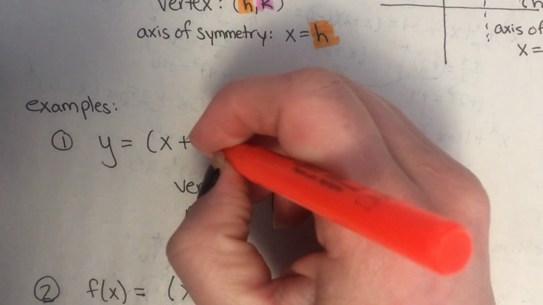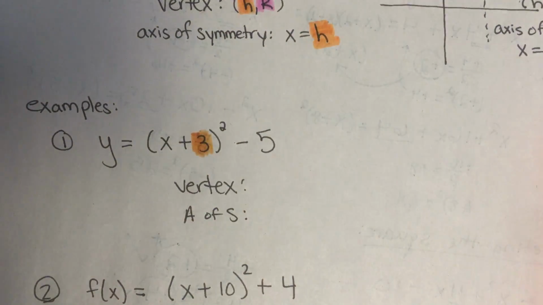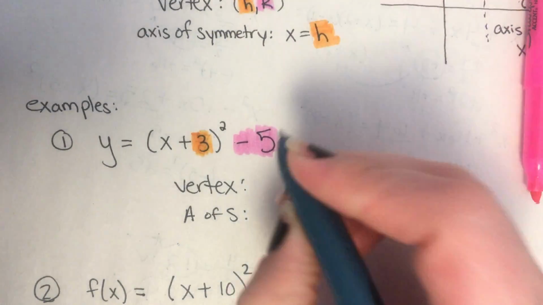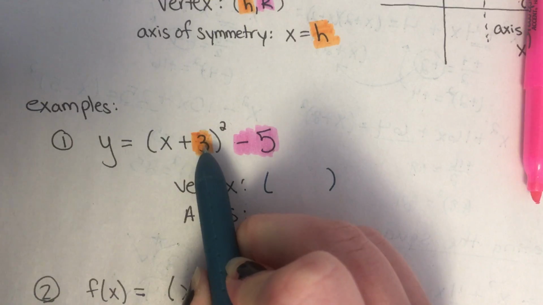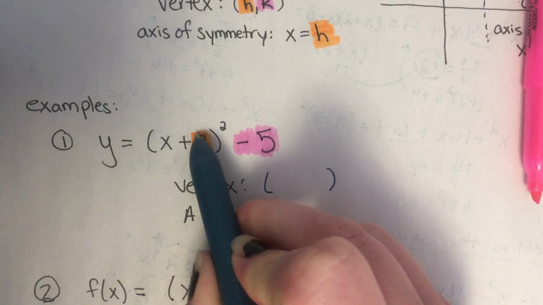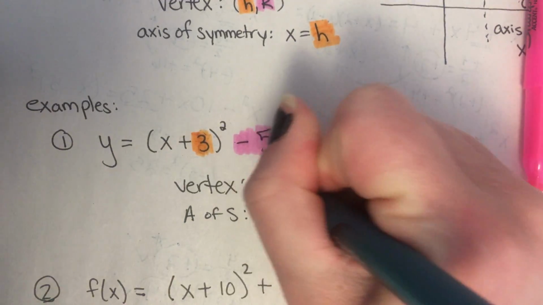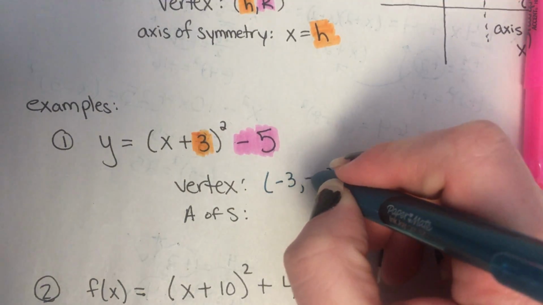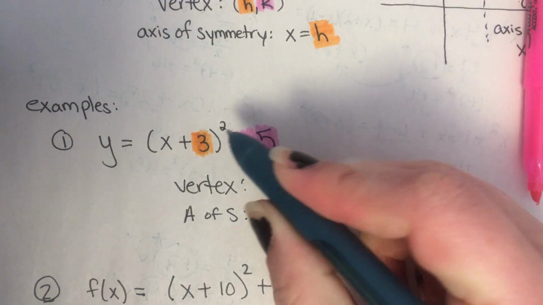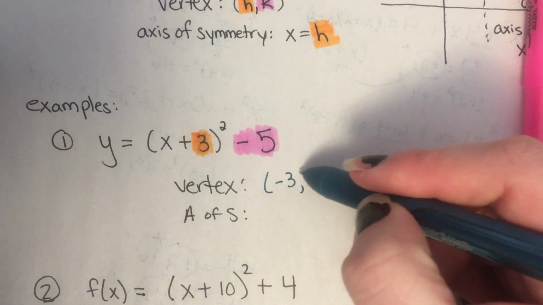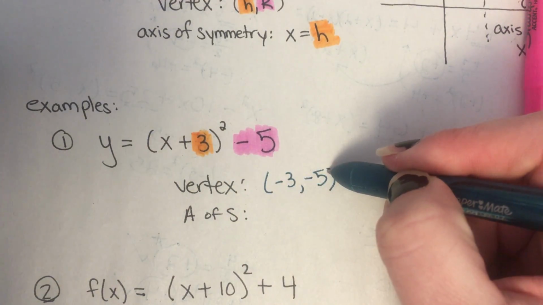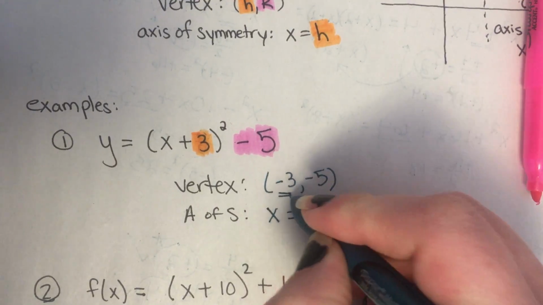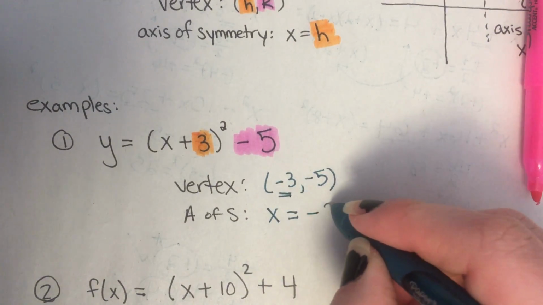So our vertex is going to come from this 3 and this negative 5. So when I write this out, my vertex is, well, instead of positive 3, my x value is going to switch signs. So this is going to be negative 3. My y value is going to keep the same sign. So again, my x value switches signs, but my y value stays the same. My axis of symmetry is x equals and whatever the vertex is for the x value.